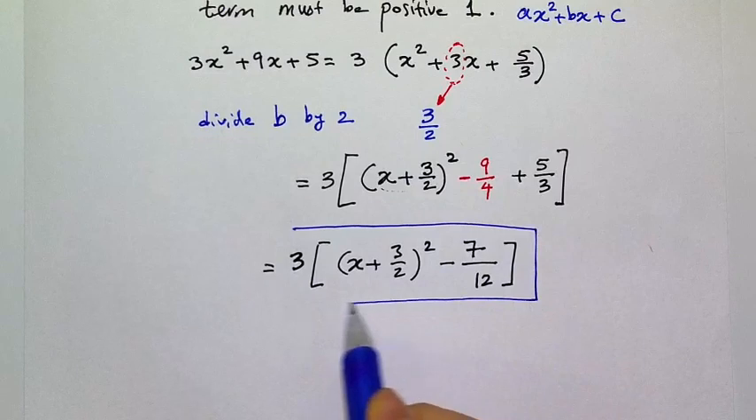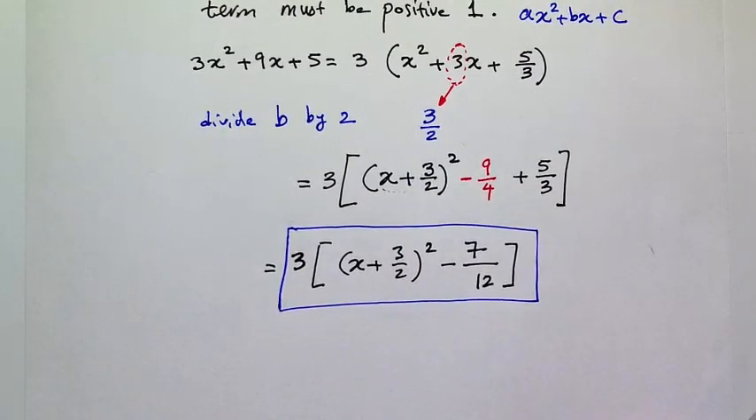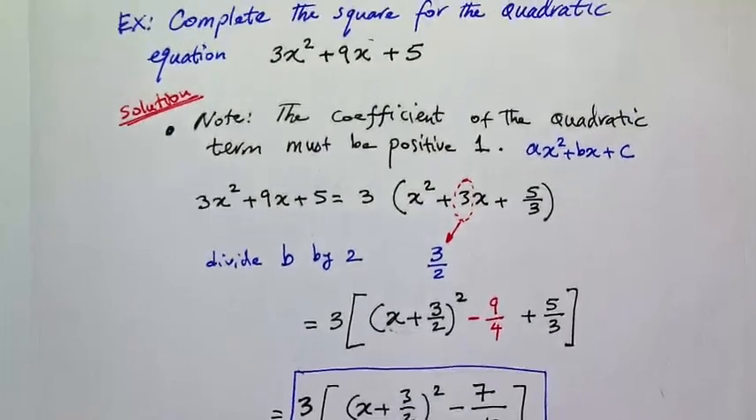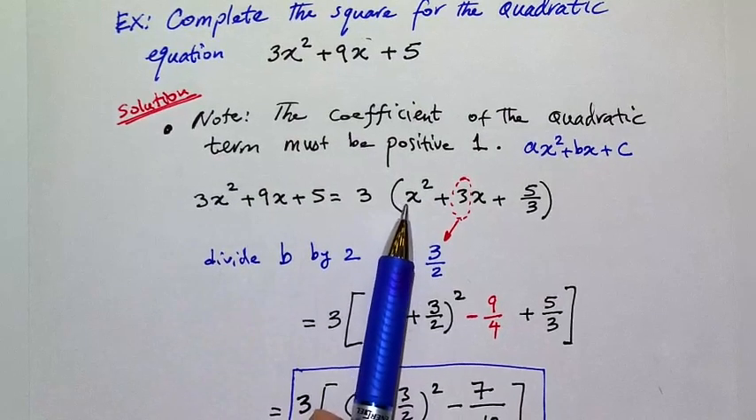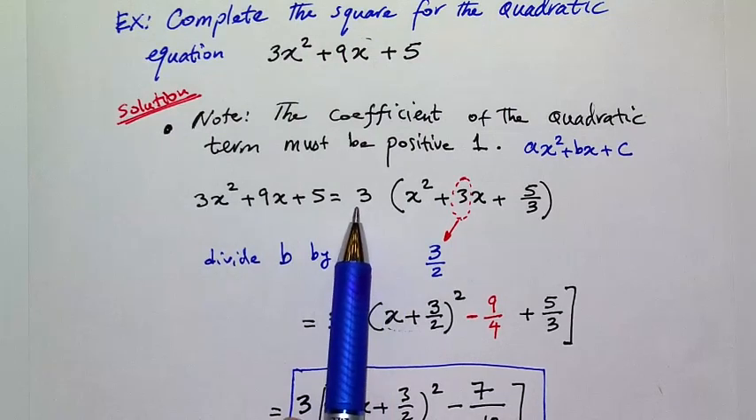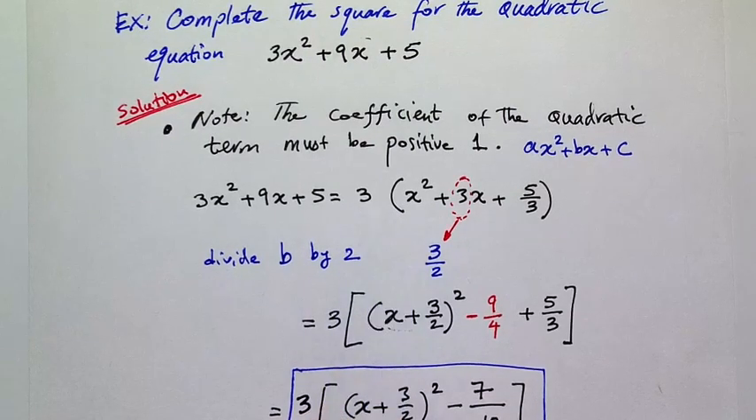So that's after we completed the square for that expression. So this is that technique. Just remember, before you apply this technique, the coefficient of the x squared term has to be positive 1. So in this case, it wasn't, and we had to factor the 3 out, so we could get that in there. Okay.